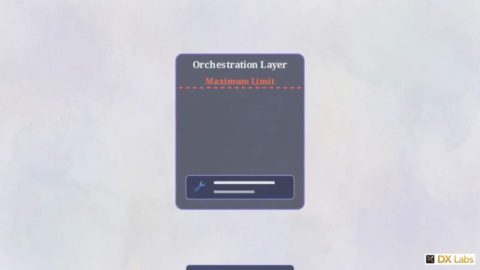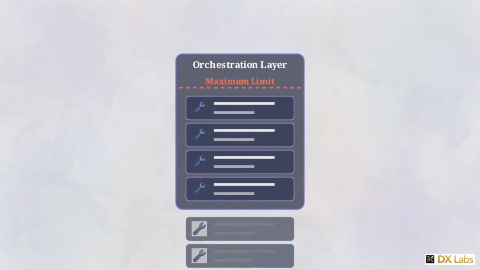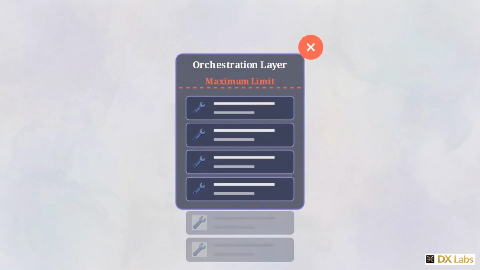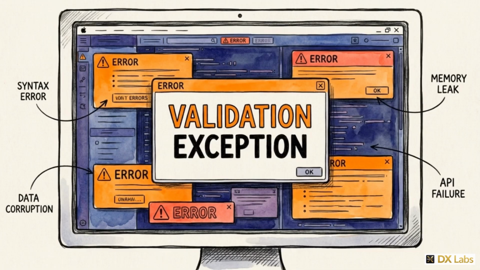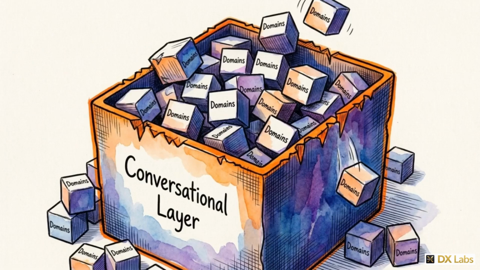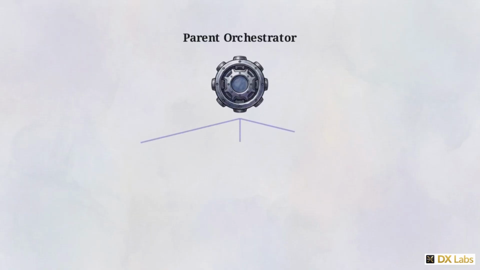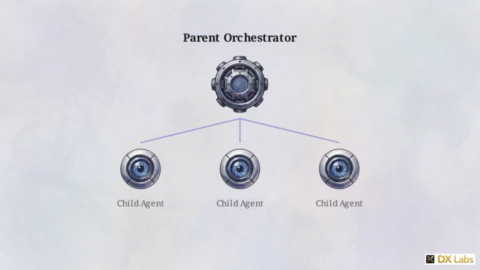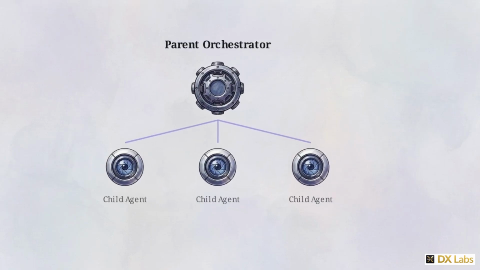Copilot Studio enforces an absolute maximum ceiling on the number of tools allowed per orchestration layer. The topic descriptions blur together, routing precision plummets, and the system stalls out, throwing massive prompt validation exceptions. Forcing a single conversational layer to manage completely distinct operational domains guarantees the architecture will collapse in production. The structural alternative to that top-level bottleneck is utilizing native child agents for sub-orchestration.